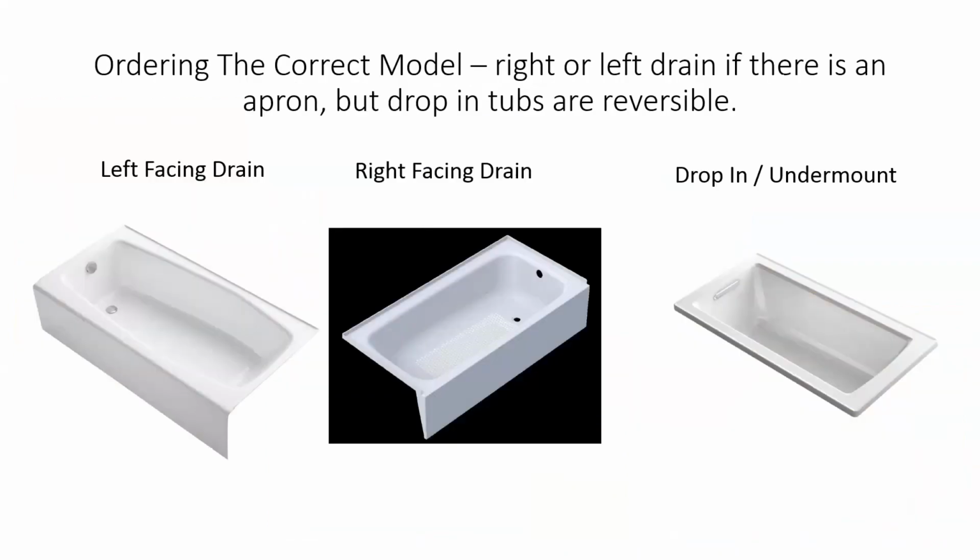Now, with tubs, aside from the different materials and options you have, you do need to make sure you order the correct models and need to know what to look out for on specifying a tub. If you are using an apron tub, like you see in the left and center image here, you're going to need to specify whether that's going to be a left or right facing drain, because these tubs have the apron on only one side of them and are usually meant for an alcove area.